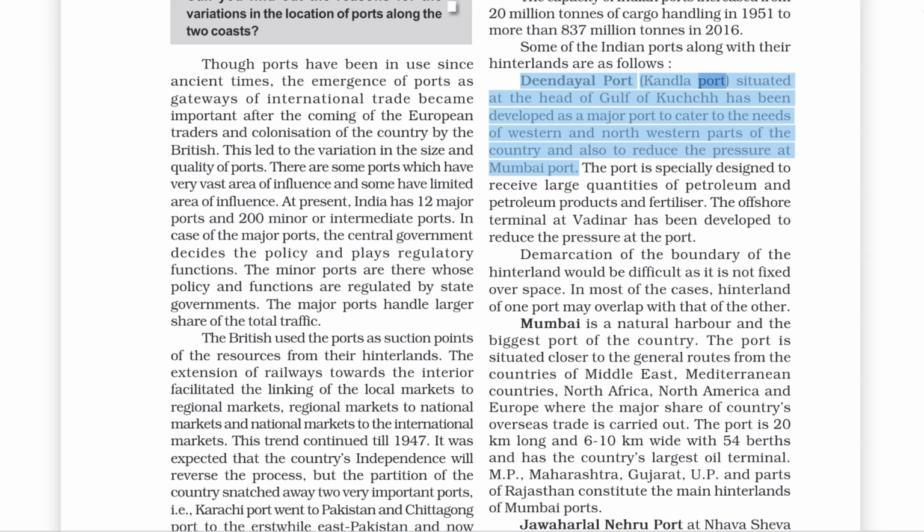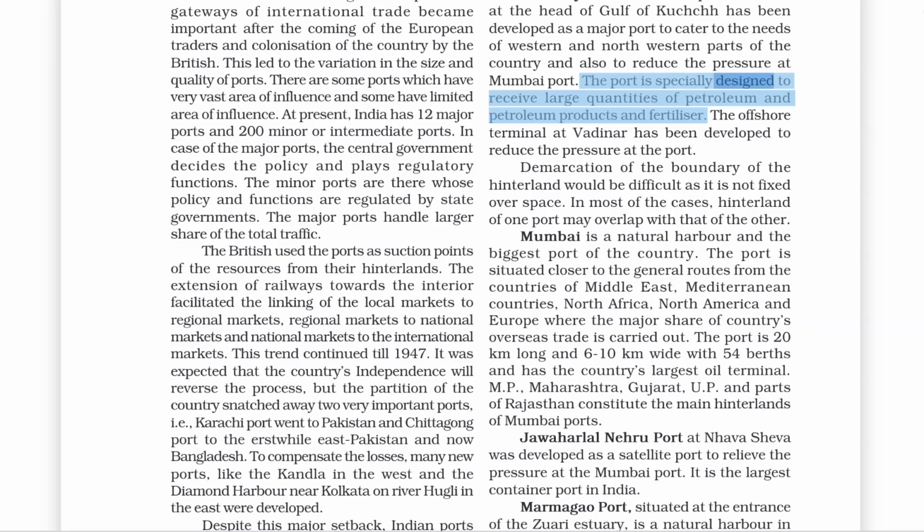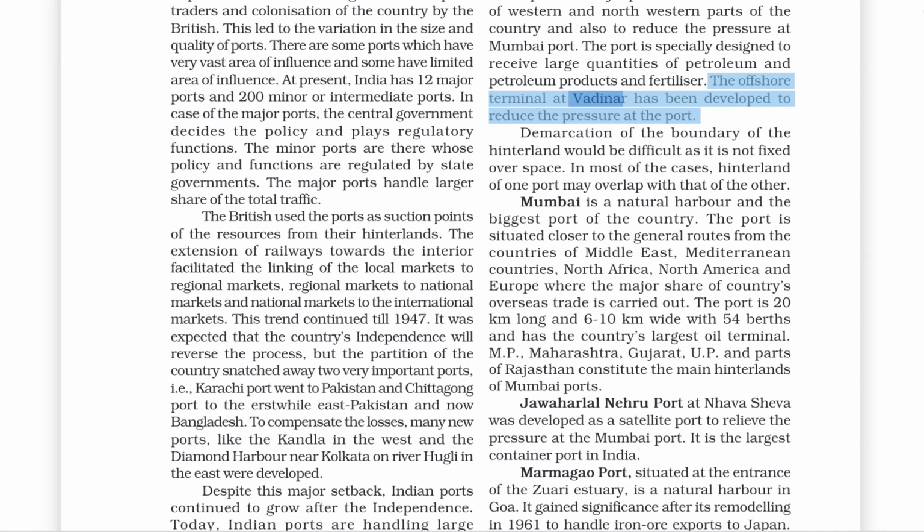Deendayal Port, Kandla Port, situated at the head of the Gulf of Kutch, has been developed as a major port to cater to the needs of western and northwestern parts of the country and also to reduce the pressure at Mumbai Port. The port is specially designed to receive large quantities of petroleum and petroleum products and fertilizer. The offshore terminal at Vadinar has been developed to reduce the pressure at the port.